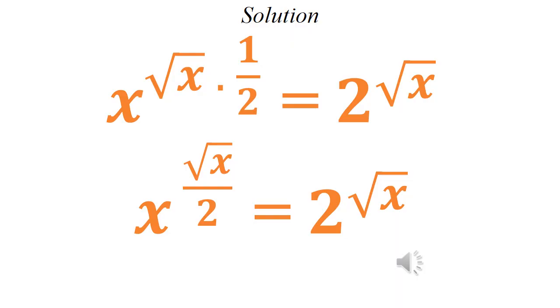So if we have x raised to power square root of x multiplied by half, that is, the square root outside, we turn it to half, raised to power half. And it's having raised to power square root of x before, so we can just say x raised to power square root of x multiplied by 1/2 equals 2 raised to power square root of x. So square root of x times 1/2 will give us square root of x over 2. Then we have x raised to power square root of x over 2 equals 2 raised to power square root of x.